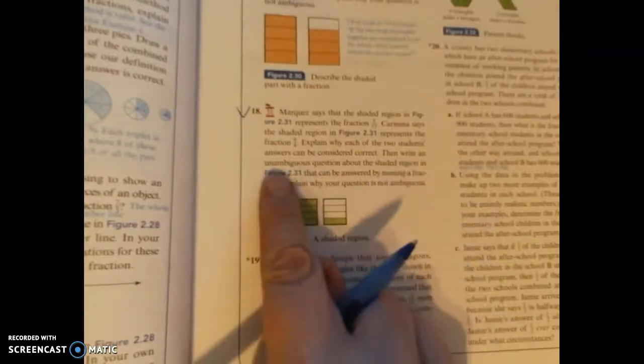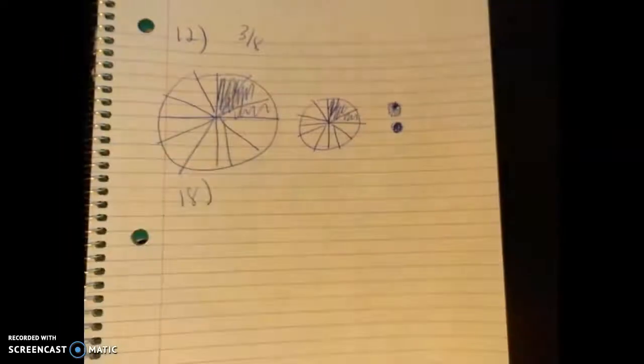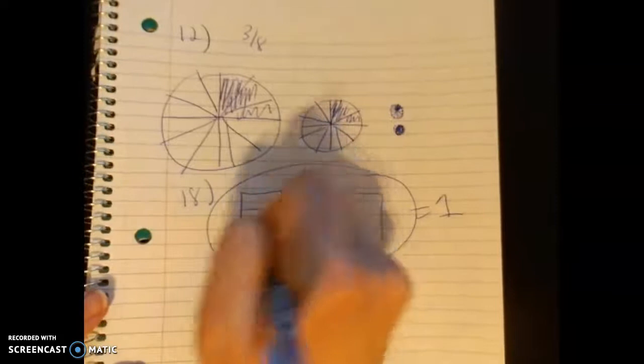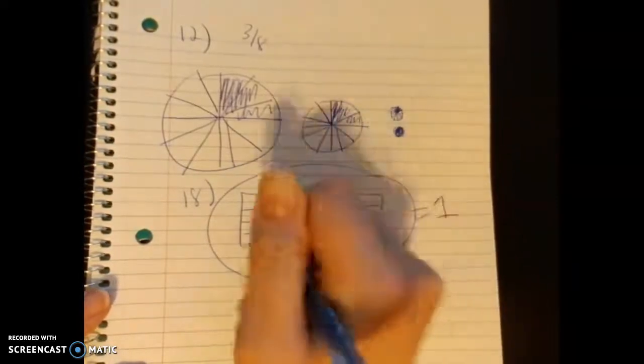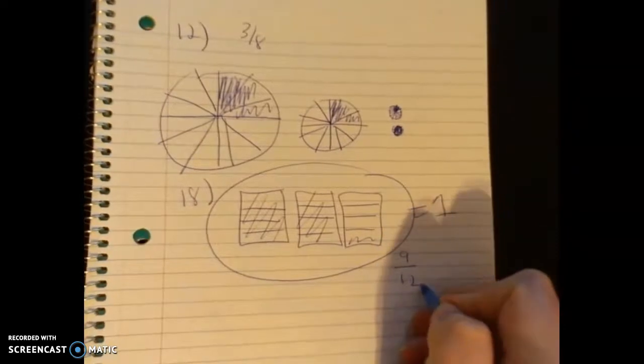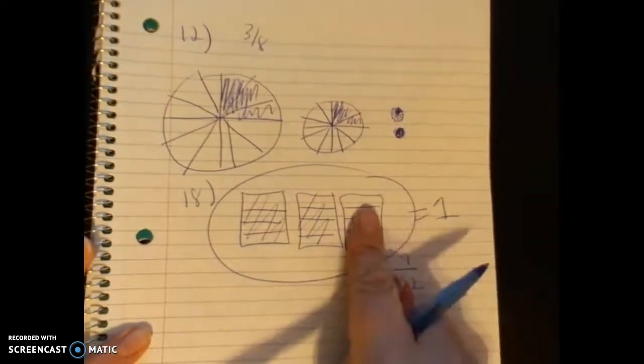In 18, we have a kiddo saying that this is 9/12, and another one saying it's 9/4. Explain how each of the 2 students' answers can be considered correct. And then write an unambiguous, meaning only one answer, not confusing, version of the problem. Okay, so in this question, he says it's 9/12 because he views all of these 3 as his whole. So that's his 1. And if that's his whole, and then he sees it shaded, he's like, well, if this is my whole, I have 9 slices shaded out of 12 total. So that's the fraction that's shaded if all of this is his whole.